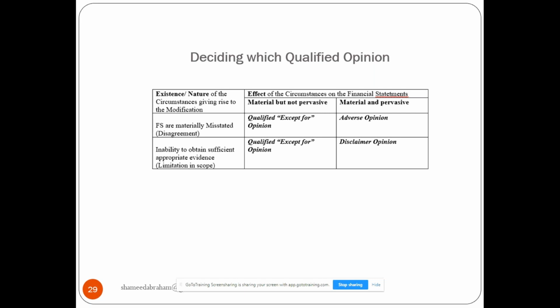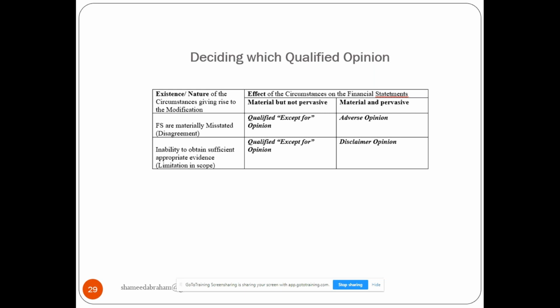Then, when you ask yourself, do I have circumstances for a qualification? If the answer to that is yes, then you have to ask yourself, well, what is the effect? Is it material alone, or is it material and pervasive? Material and pervasive is if there's an error in the accounts and it completely renders the financial statements useless. For example, there's an error that if corrected, it would have changed a profit into a loss. Or if the accounts were prepared on a going concern basis, but the company is not going to continue, those accounts are completely useless. So the next thing you ask yourself, is it material?